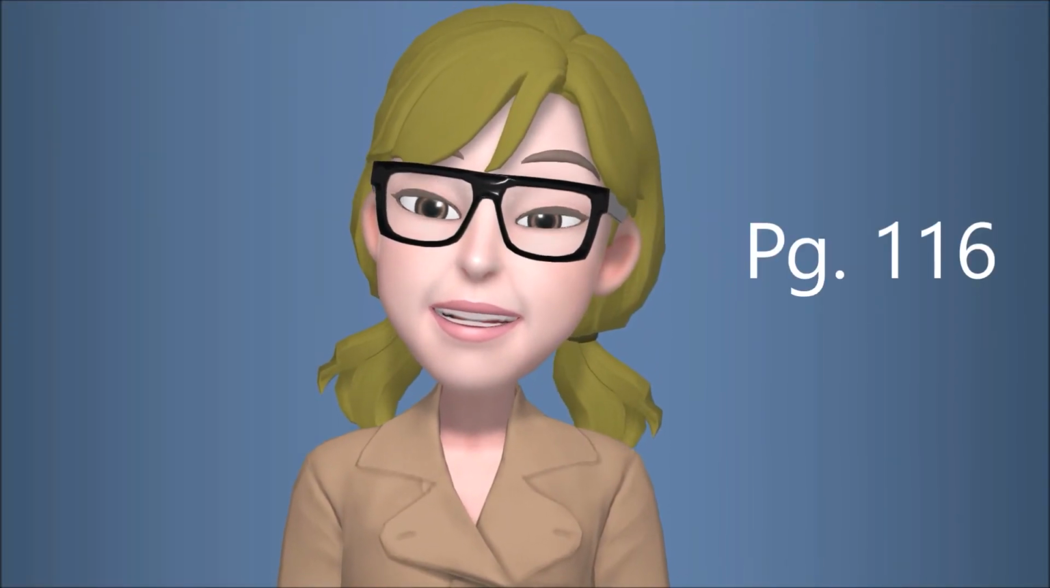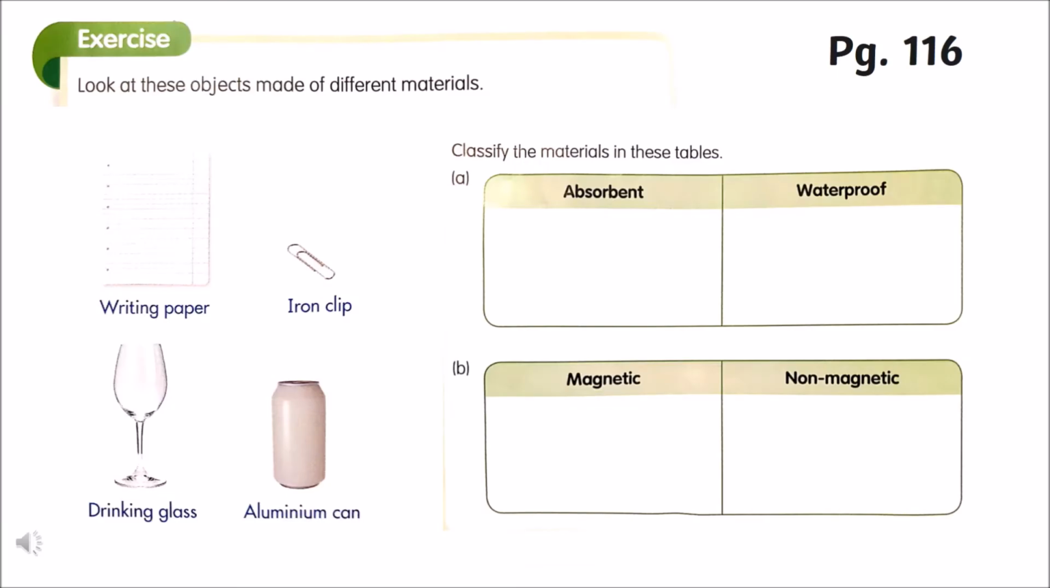Let's do the activity on page 116. Let's go through the exercises on page 116. We have 4 different items. We have writing paper, iron clip, drinking glass, and an aluminium can. I want you to now classify the materials in the 2 tables, table A and table B. Which items are absorbent and which items are waterproof? And then a new classification, which items are magnetic and which items are not magnetic. So in A, I want all 4 items, and B, I want all 4 items in the correct columns.